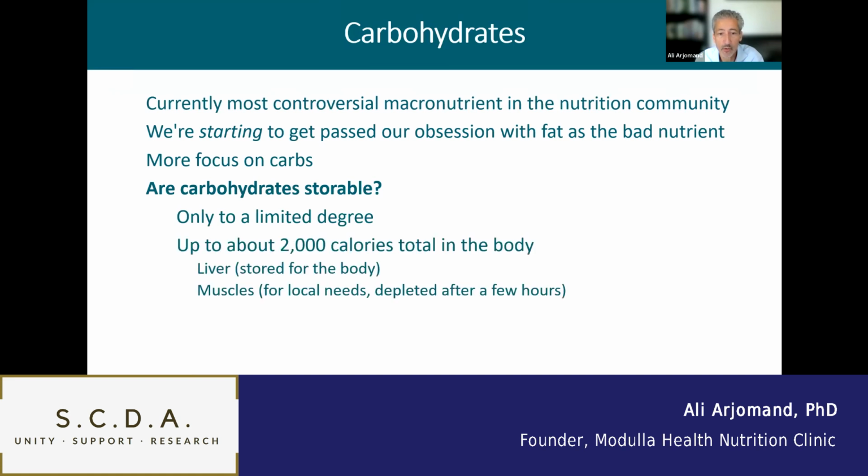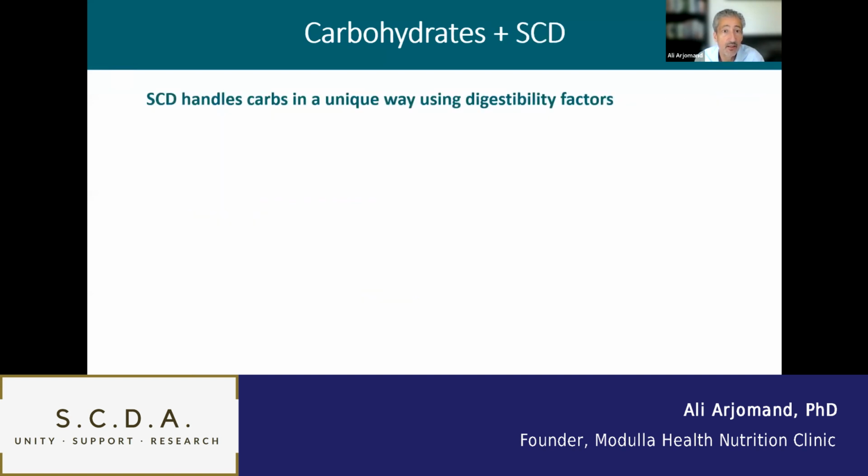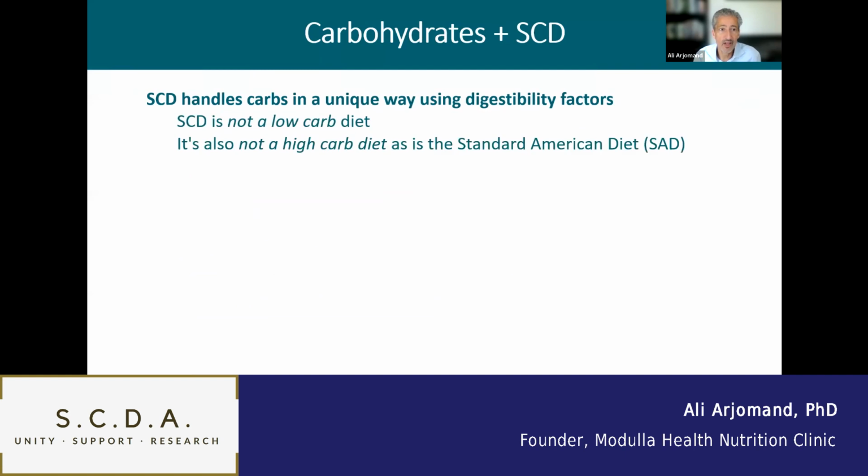We can only store about 2,000 calories worth of carbohydrates, in our liver as glycogen and in our muscle as glycogen. And that's enough to just last a few hours of exercise, like a 2-hour run, and it's already depleted. So we need to get carbohydrates to stock that up. But beyond that, we don't really need it. Anything more might be stored as fat. It has to. There's no other way to store it. So inside SCD, of course, the specific carbohydrate diet focuses a lot on carbohydrates. I won't get into it too much, but SCD is not a low carb diet.